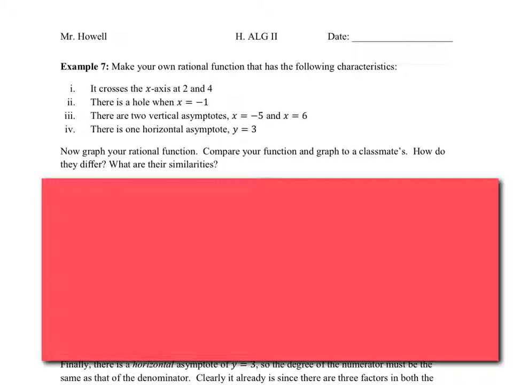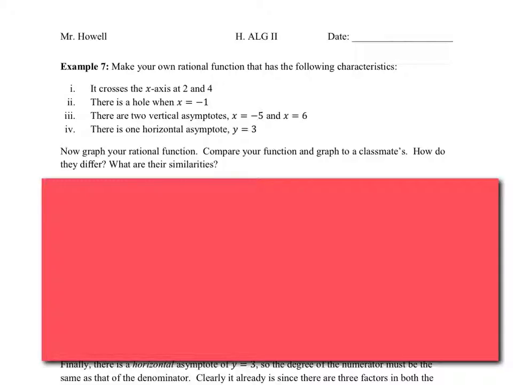All right, let's take a look at this. We've got several things we want in this function. First, we want to cross the x-axis at 2 and at 4. If it crosses the x-axis there, it means those are the x-intercepts. If those are the x-intercepts, what does it tell me about the function? We're only looking at number 1, not number 4. It crosses the x-axis at 2 and 4. Just those 2 pieces of information.